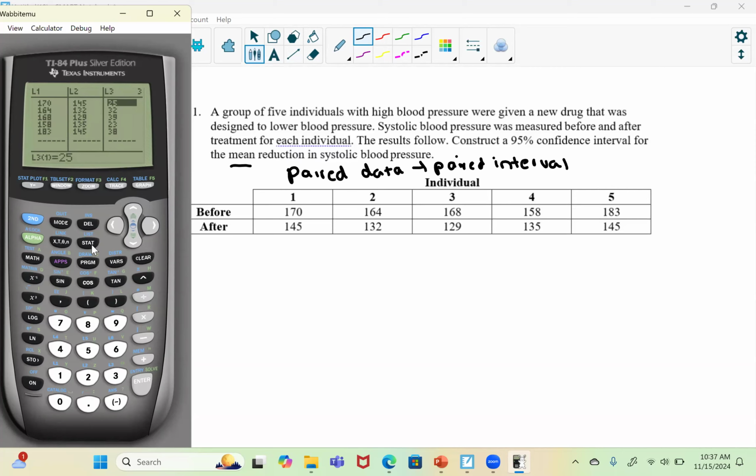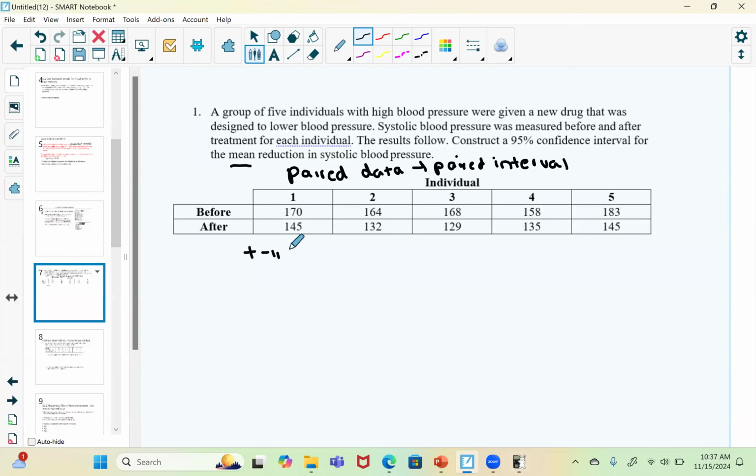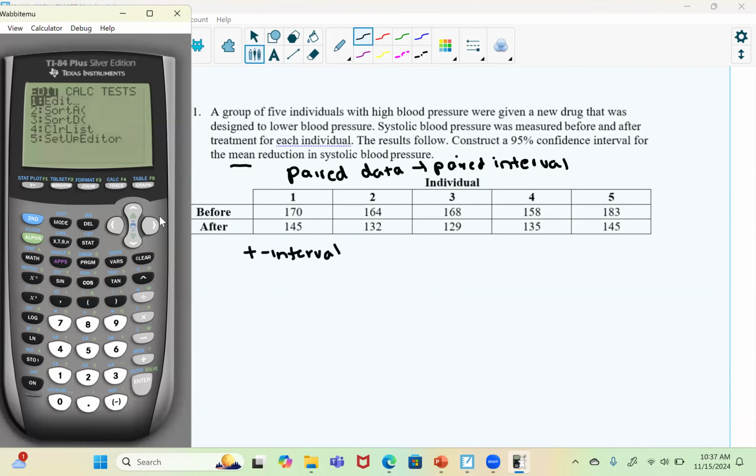So then from there, we run a T interval. It's called a paired interval, but we run a T interval again, because we have one list of data. So we're going to go to stat test. We're going to go down to T interval, which is number 8. And we are going to go to data because we've listed data, but we're going to change our list to L3 because we're going to do the test on the differences. So we hit second 3 for L3. Frequency again is always 1. Confidence level matches up. And then we hit calculate.